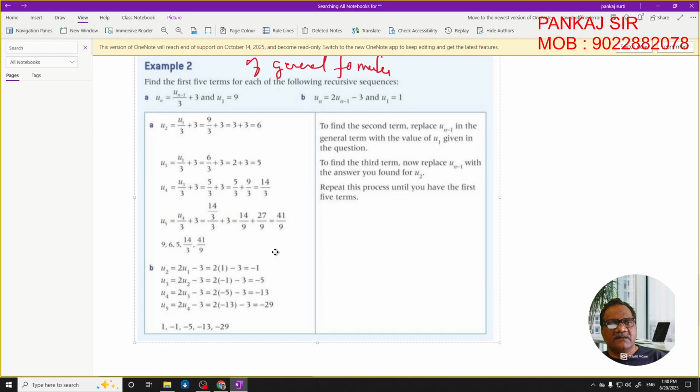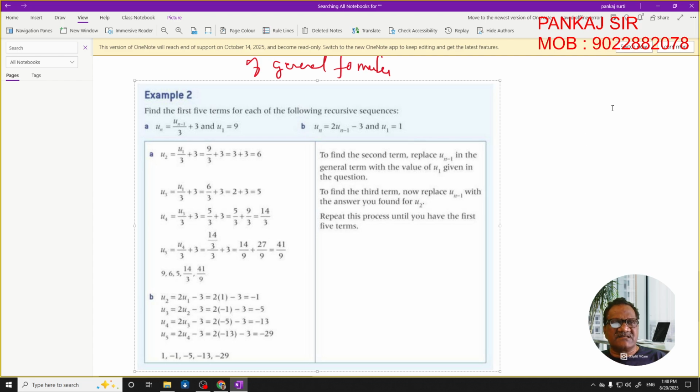Talking about recursive sequences, find the first 5 terms for each of the following recursive sequences. The general formula un of these recursive sequences is given to you. The first one is un equal to un minus 1 upon 3 plus 3, and u1 is equal to 9. So the first term is given as 9, and the general formula of this recursive sequence is un minus 1 upon 3 plus 3.